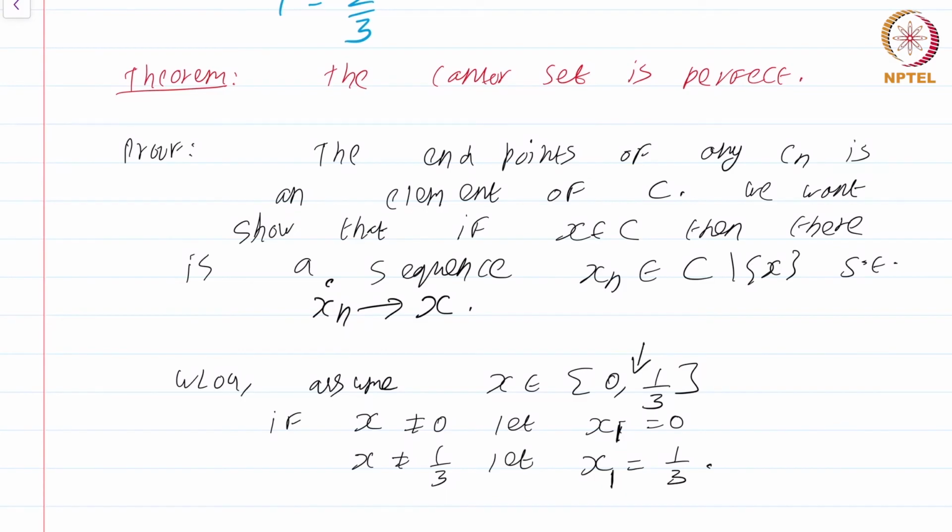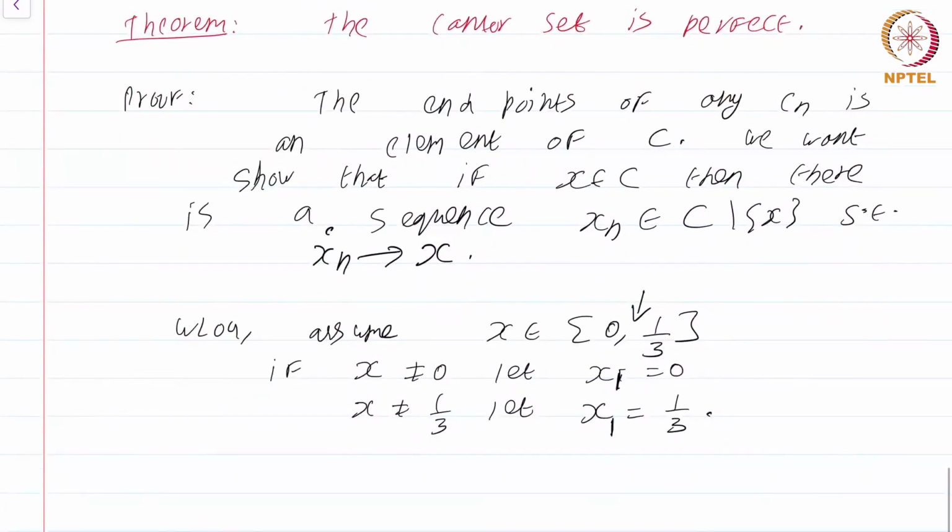Okay. So what we have done is we have produced a point x1 in the closed interval [0, 1/3]. In fact, we have produced a point x1 in C such that x1 is not equal to x, right?